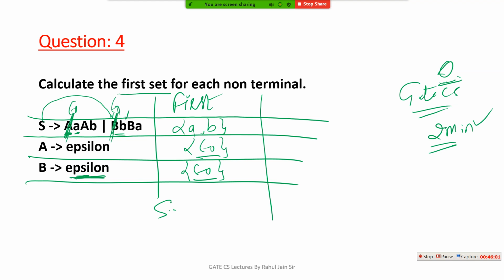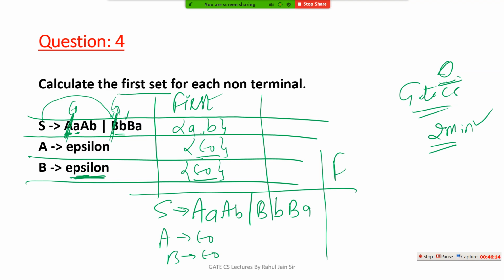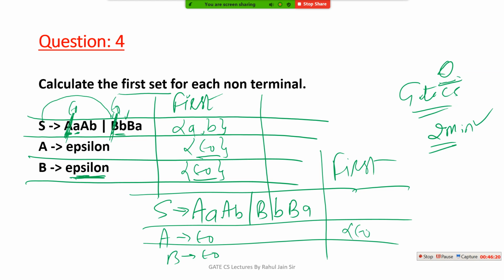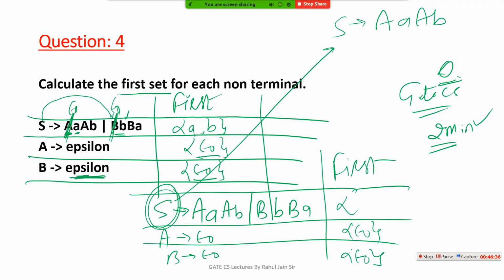Our grammar was S derives AB, small b and A. And A derives epsilon and B derives epsilon, and we have been asked what is the first of each non-terminal. So you know the first of A is epsilon, first of B is epsilon. Okay, and first of S would be, we have two transitions from this S. What two transitions do we have? S derives either AB or S derives either bA.